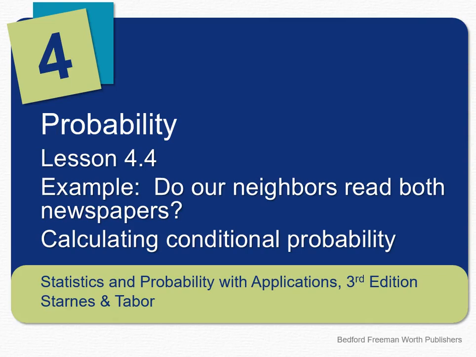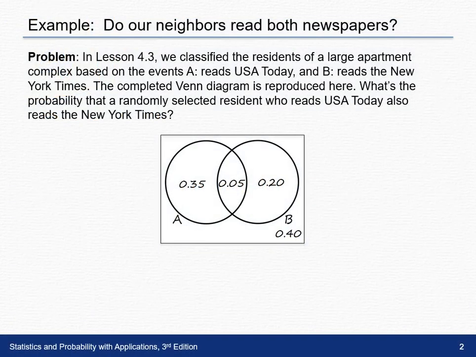In Lesson 4 for our example, do our neighbors read both newspapers? We'll be calculating conditional probability. In Lesson 4.3, we classified the residents of a large apartment complex based on the events A, reads USA Today, and B, reads New York Times. The completed Venn diagram is reproduced here. What's the probability that a randomly selected resident who reads USA Today also reads the New York Times?